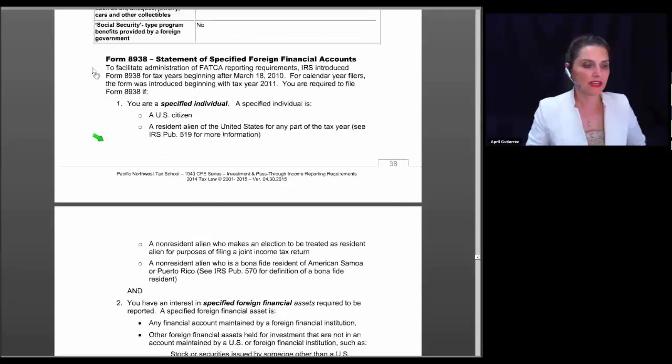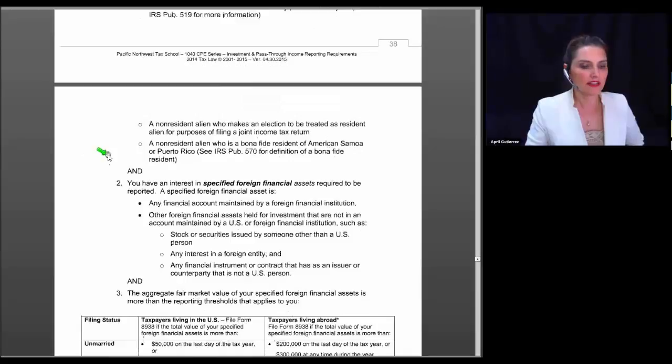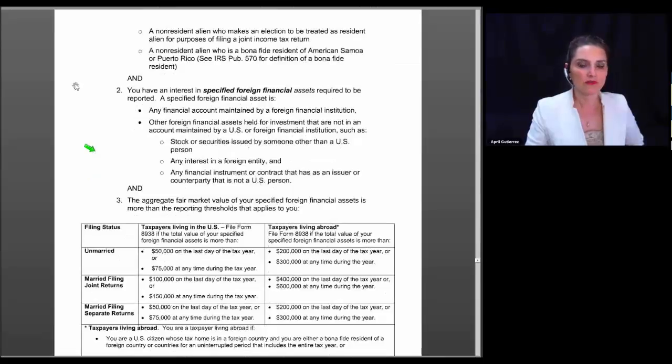So who is required to attach Form 8938 to their tax return? IRS says you are required to file Form 8938 if you are a specified individual, and currently a specified individual is a U.S. citizen, also a resident alien of the United States, a non-resident alien who makes an election to be treated as a resident alien, and a non-resident alien who is a bona fide resident of American Samoa or Puerto Rico. And you have an interest in a foreign financial asset required to be reported. And a specified foreign financial asset is any financial account maintained by a foreign financial institution or other foreign financial assets held for investment that are not an account maintained by a U.S.